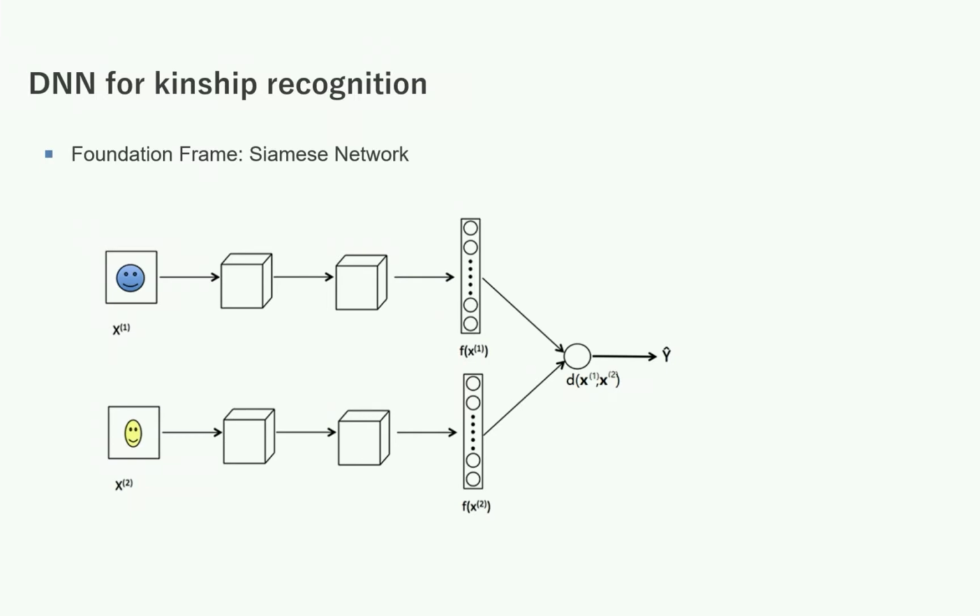The Siamese network has two inputs, which will be fed into two neural networks simultaneously while sharing the same weights. These two neural networks map images into a new representation space, where fx1 and fx2 encode x1 and x2 respectively. Finally, we evaluate the distance of the two inputs by calculating loss, and then get the probability that they have kinship.